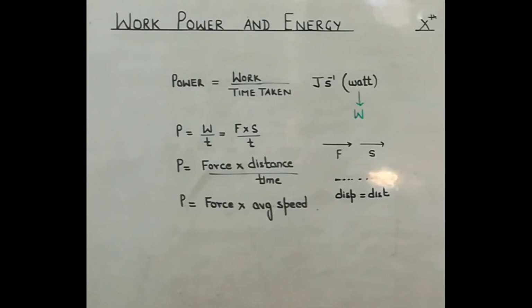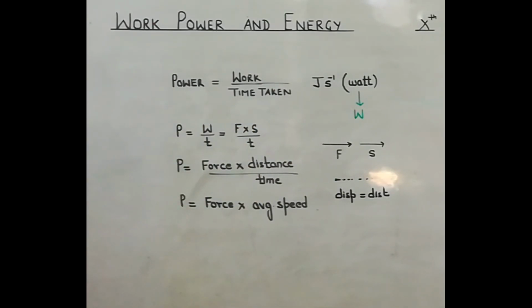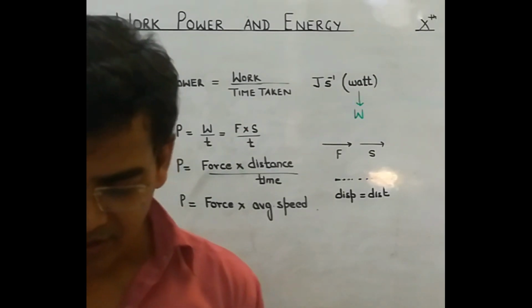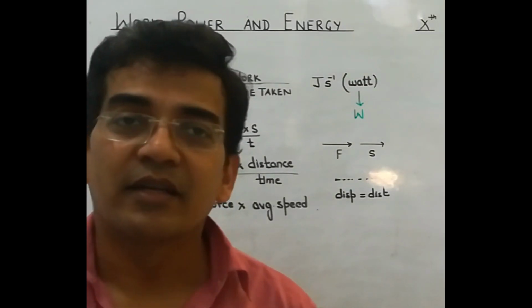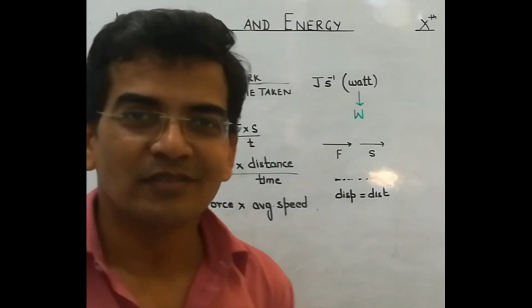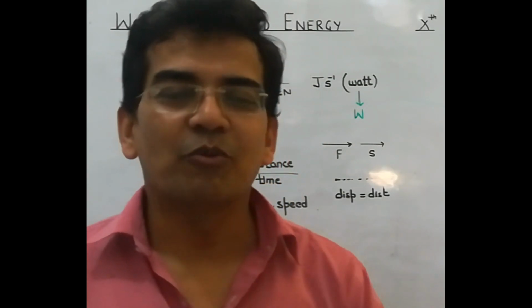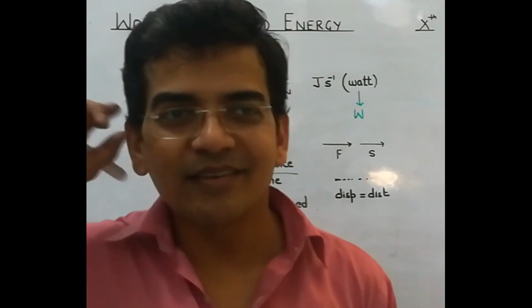Next we have the difference between work and power. Now we know that work done does not depend upon time, because if you see the formula for work done, work is equal to force into displacement. It does not depend upon time, whereas power depends upon time. The more the time taken, the less is the power. The less the time taken, the more is the power. But for work, we don't have any such criteria.